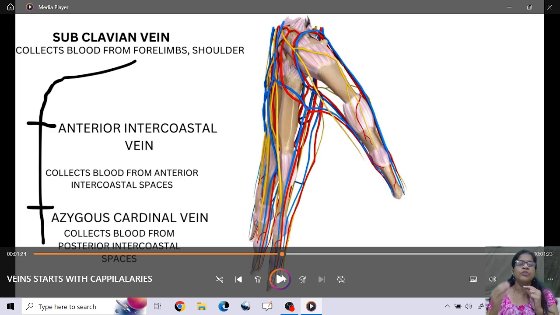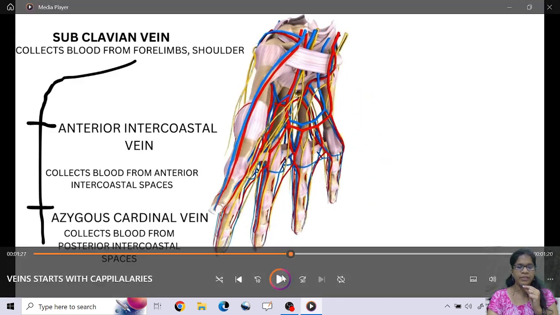I told you there is no left subclavian vein, so only the right precaval vein is separated into the subclavian vein, forming the anterior intercostal vein and the azygous cardinal vein. These are two important veins: the anterior intercostal vein collects the blood from the anterior intercostal spaces, and the azygous cardinal vein collects the blood from the posterior intercostal spaces. This is how the subclavian vein of the precaval vein is divided.